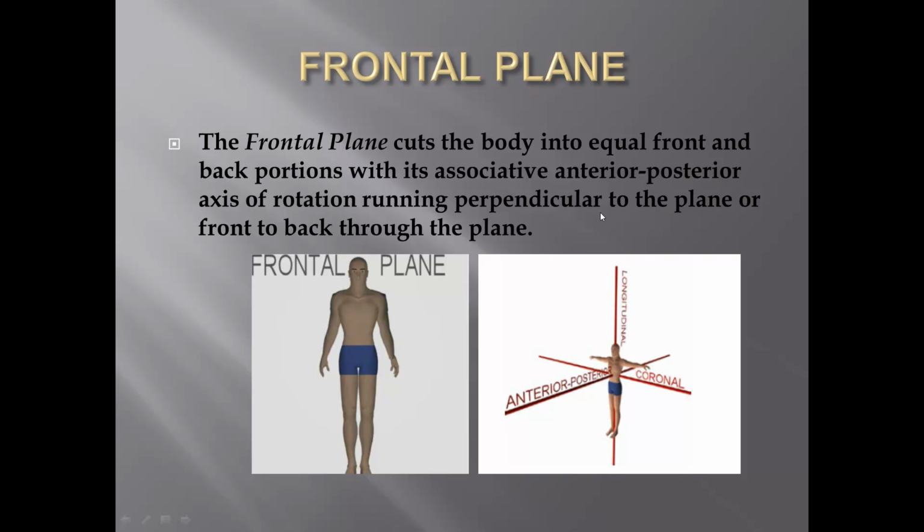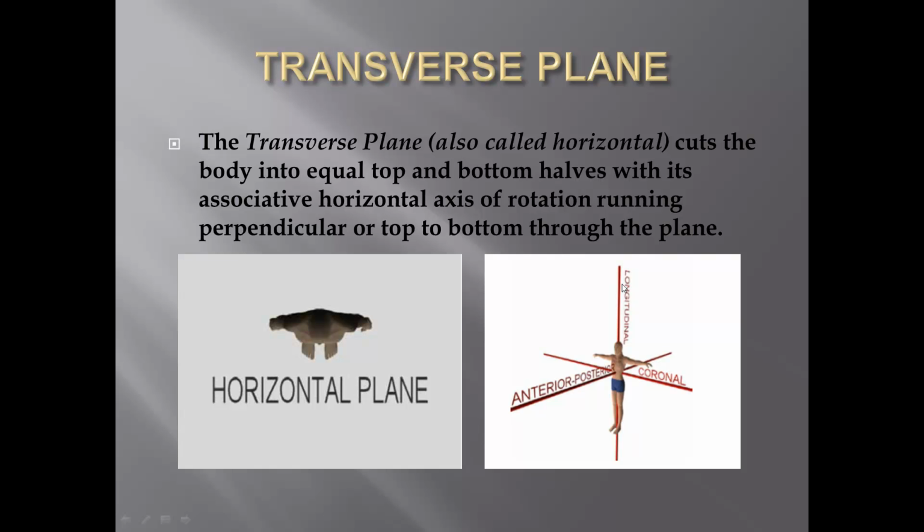The frontal plane cuts the body into equal front and back portions, and is associated with an anterior-posterior axis of rotation. The transverse plane, also called horizontal, cuts the body into equal top and bottom halves, with an associated horizontal or vertical axis of rotation running perpendicular, or top to bottom, through the plane.